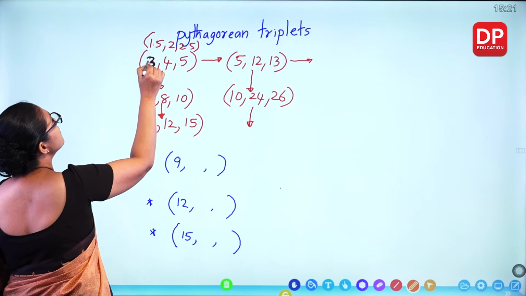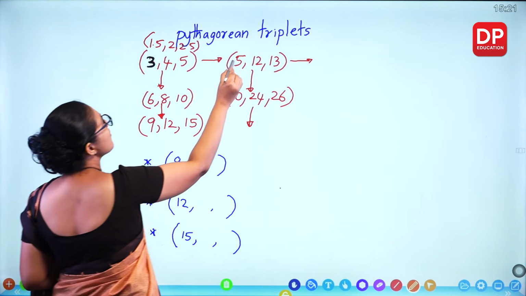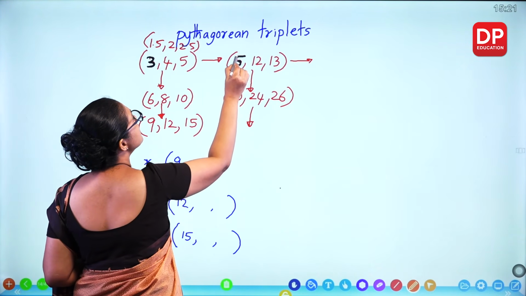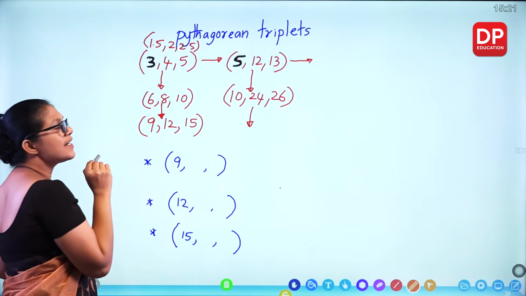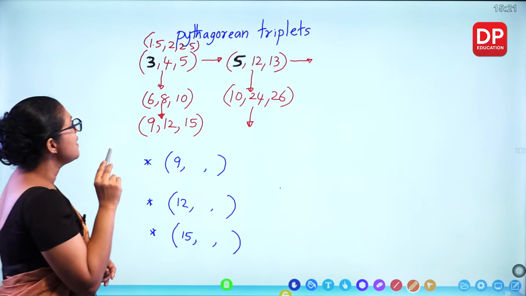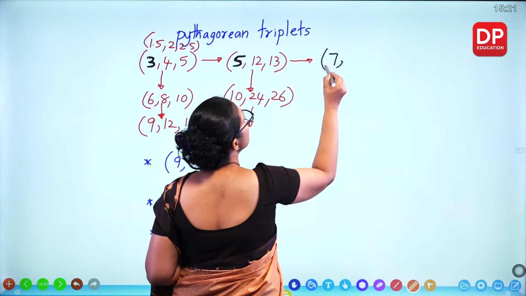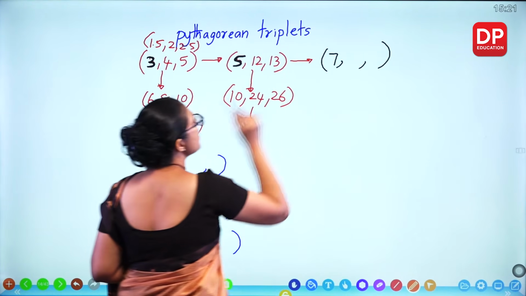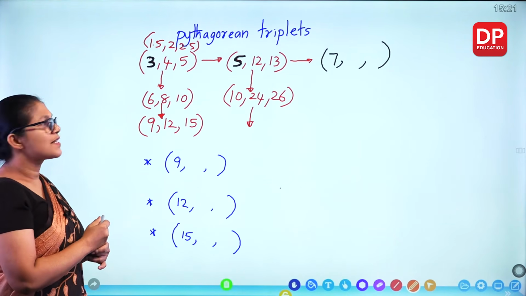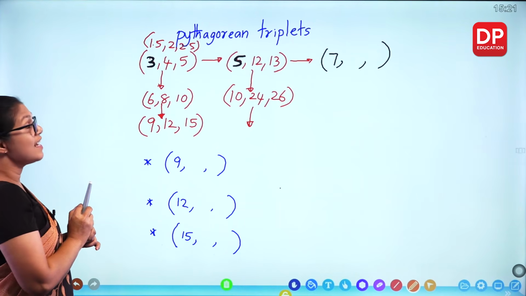3 is there. 5. What do you think the next number is? 3, 5, 7. How can we find out the other two numbers? Look carefully, there's a pattern.